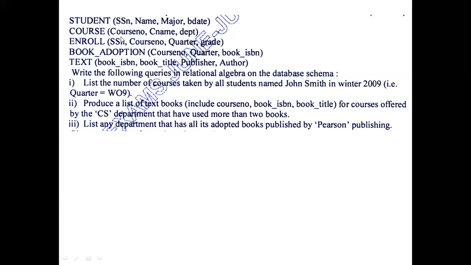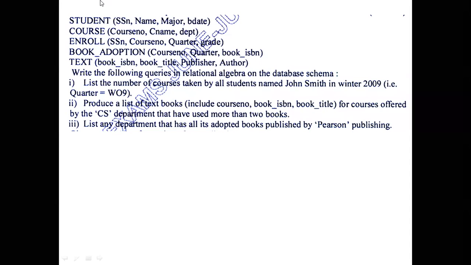By looking at the attributes, we can make a note here of how one table is related to other tables. So the student table is related to this enroll table. This relationship is through the attribute SSN, which is common.